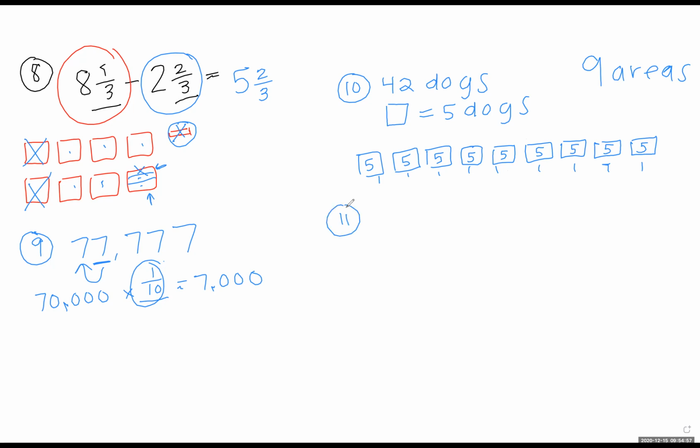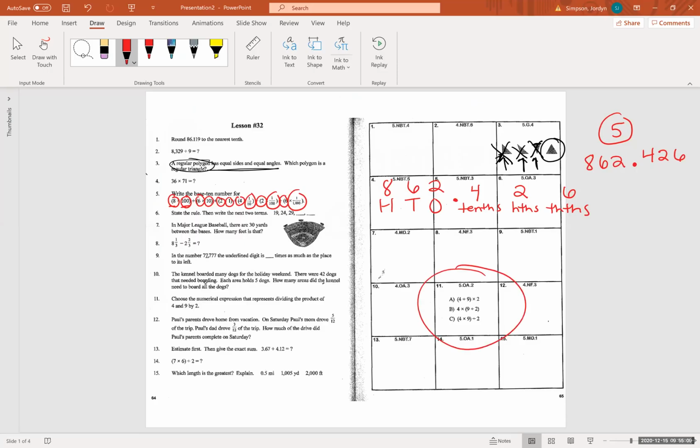Number 11, choose the numerical expression that represents... So I'm going to share my page with you so you can see what our answers are. Right here, number 11, we are choosing the numerical expression that represents dividing the product of 4 and 9 by 2. So we want the product of 4 and 9. Well, I know this is not a product, that would be sum. This is not product, that would be quotient. This is the product of 4 and 9, and then it would be divided by 2. So the correct answer would be C.